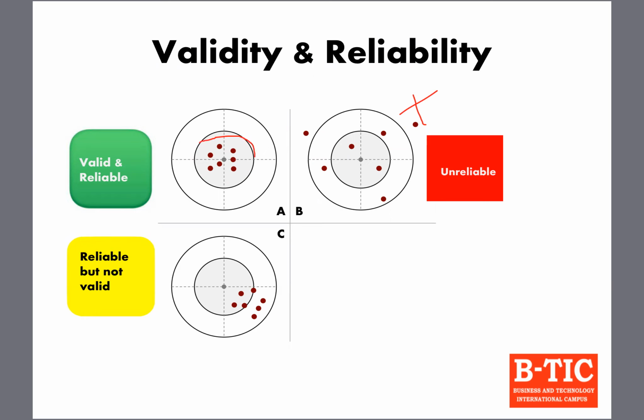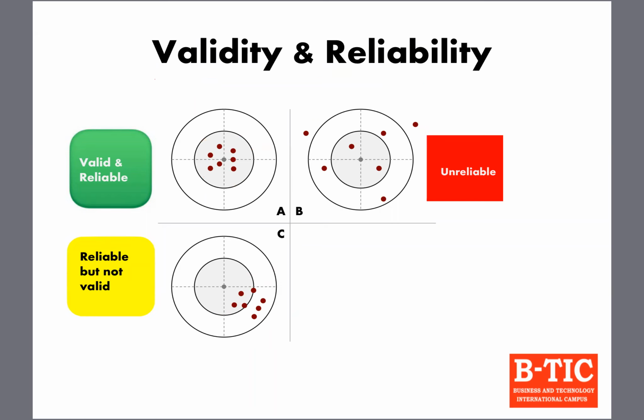So if that reaches here, that is reliable, and if it is reaching the area together, that is valid as well. Now, if you take this here, this is reliable but not valid, because it's reaching one point together. It's giving you the same result, but it is not reaching the point you wanted. It is not measuring what it's supposed to measure. That is why it is not valid.